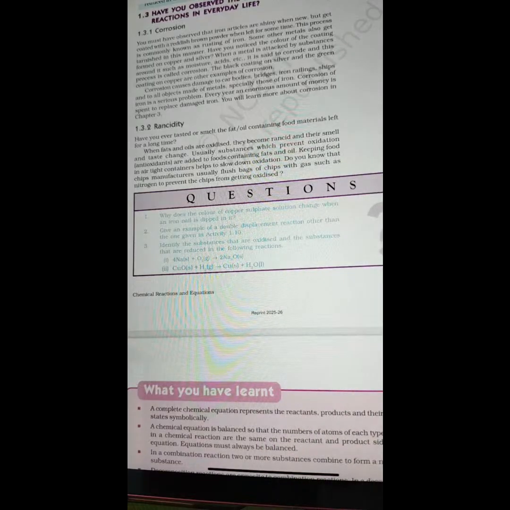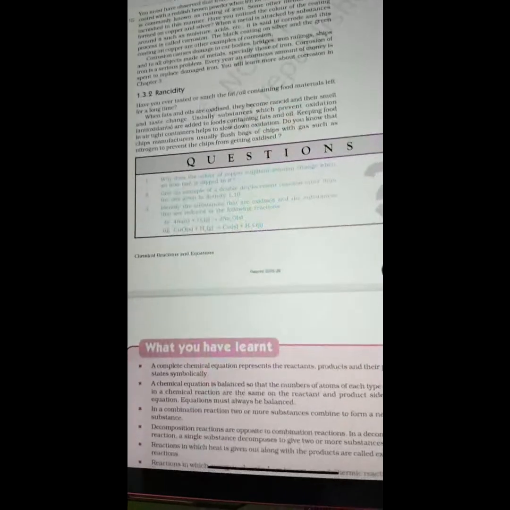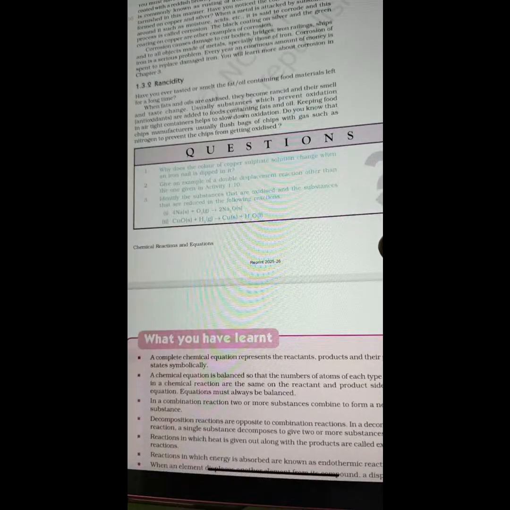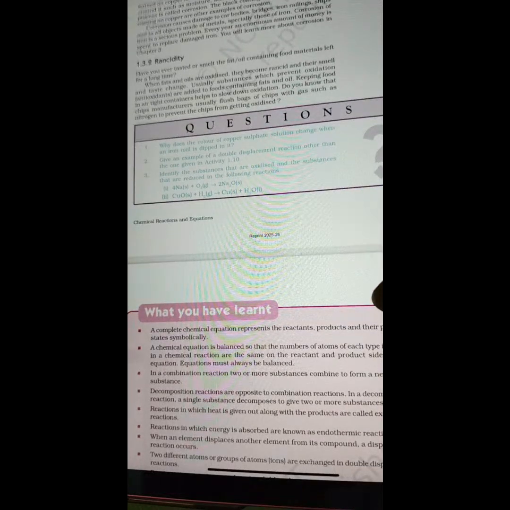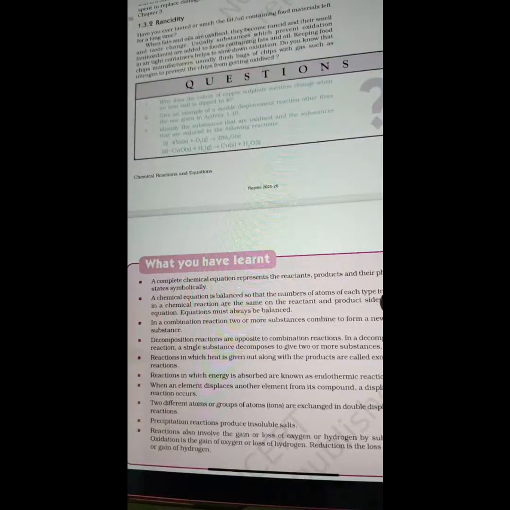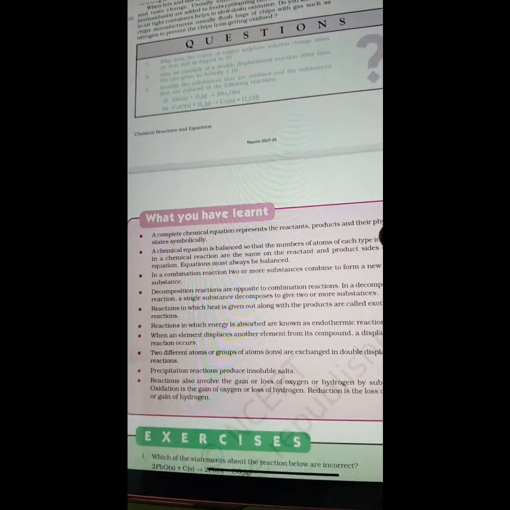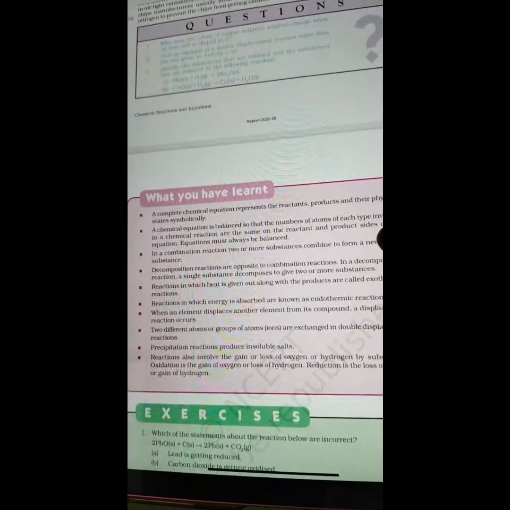Questions. Question number one: Why does the color of copper sulfate solution change when an iron nail is dipped in it? Give an example of a double displacement reaction other than the one given in Activity 1.10. Identify the substances that are oxidized and the substances that are reduced in the following reactions. One: 4Na(s) plus O2(g) gives 2Na2O(s). Second: CuO(s) plus H2(g) gives Cu(s) and H2O(l).